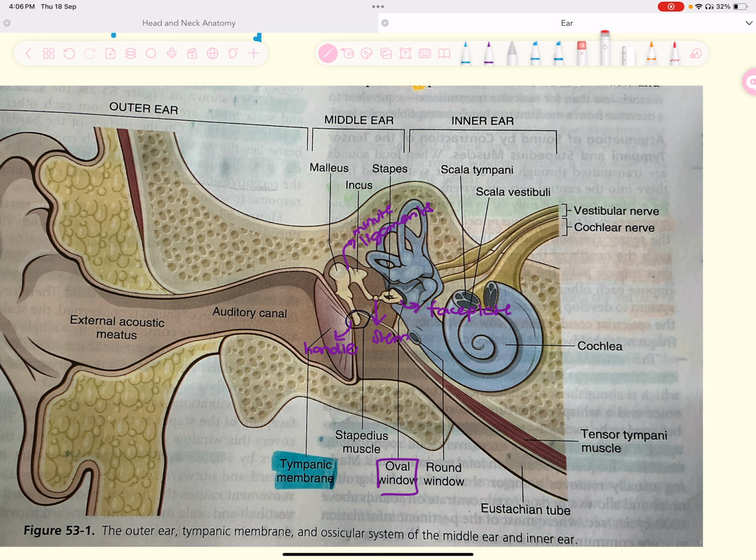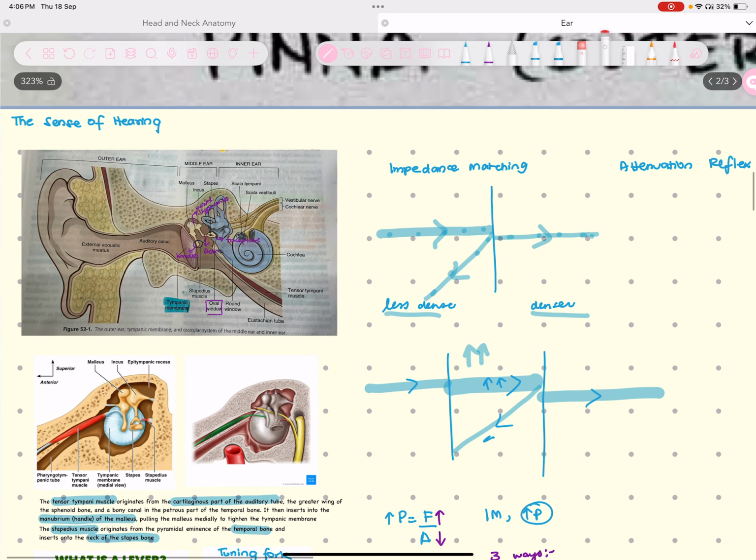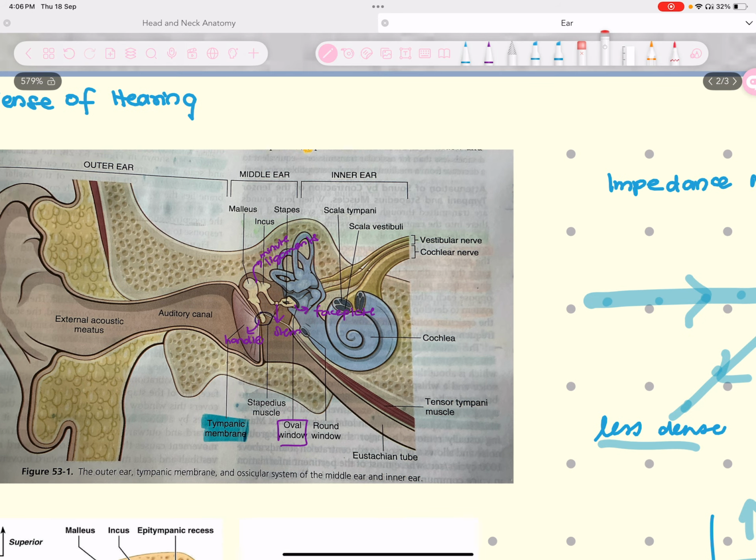And yeah, so that's pretty much it. I hope we've covered impedance matching and the attenuation reflex or tympanic reflex.